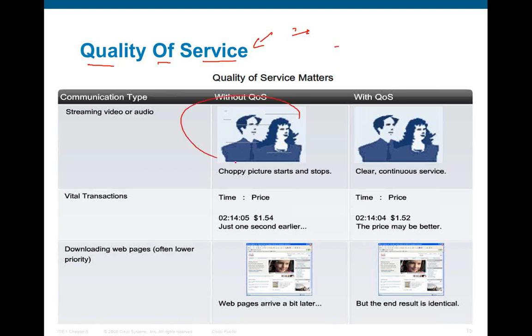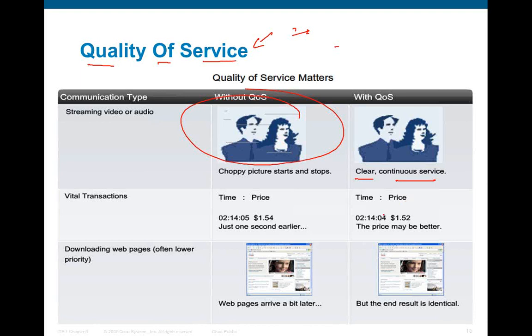See, this is what jitter means. Without QoS, the picture will be jittery and blurred. With QoS, pictures will be very clear. Why? Voice and video traffic has to be prioritized, has to be queued first, has to be sent first.